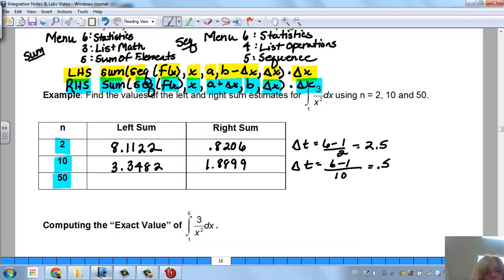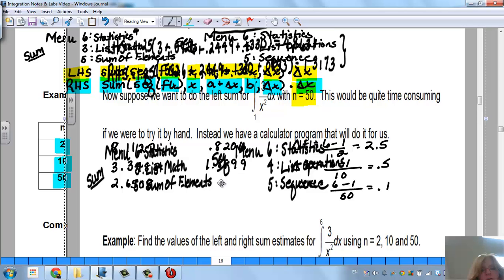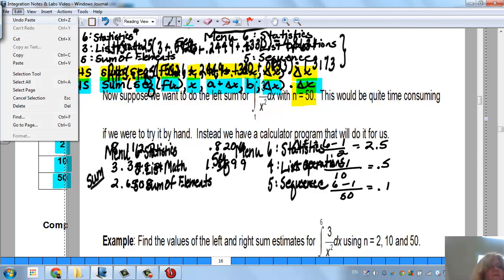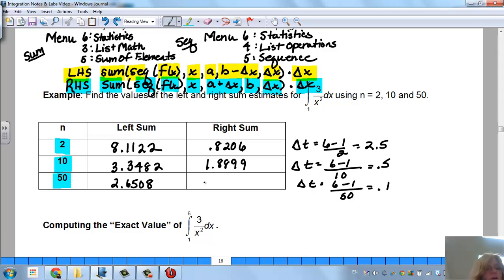So let's go back to our thing here. This is 2.6508. Now, I probably should have showed you before I did that, but your delta t here is 6 minus 1 all over 50, which is where we got the 0.1. That was your delta x. Now, if I did the right-hand sum, I would get this. Okay, so here we're going to put 2.3591. Do you see how these are getting closer and closer? And that's with 50 subdivisions. So can you imagine if we did 100? If we did 150 and got closer and closer and closer, we'd have the actual area.